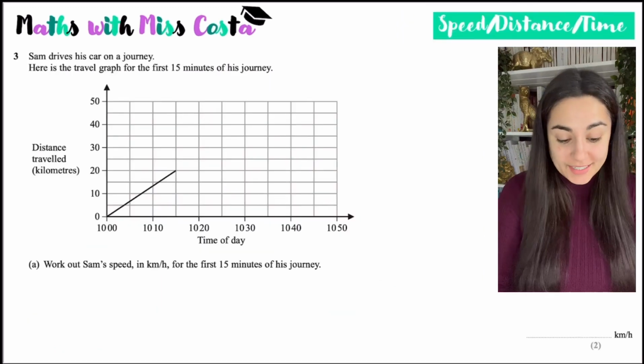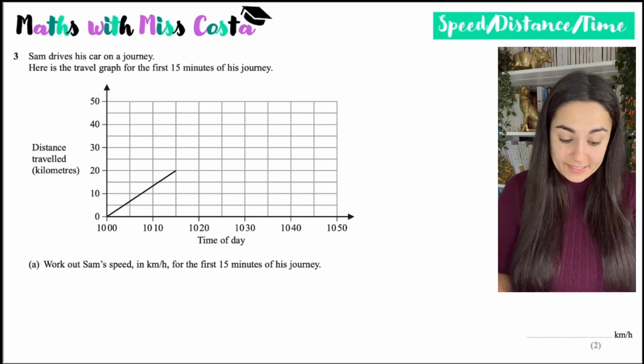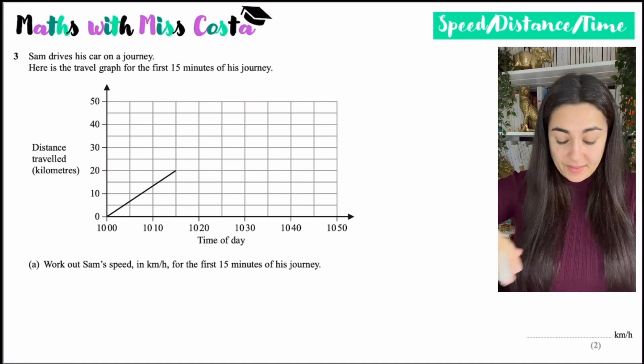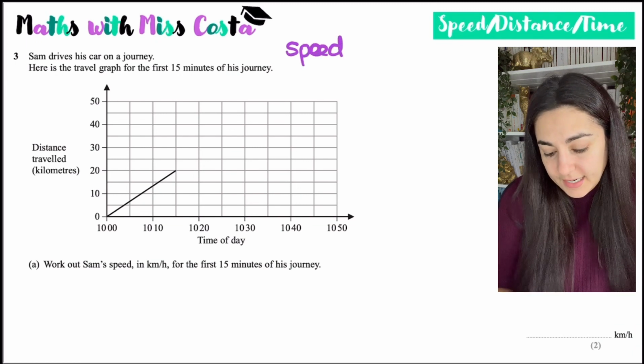And here we've got a speed, distance, time graph. So what's really important about a graph like this is that your distance is your y-axis and your time is the x-axis. Okay, and how do you work out speed? Well, speed, the formula, speed is distance over time.